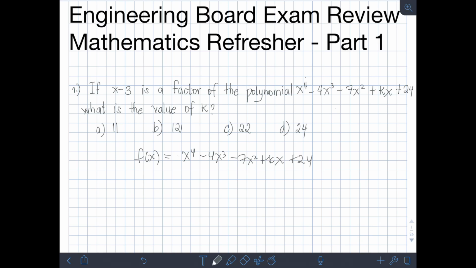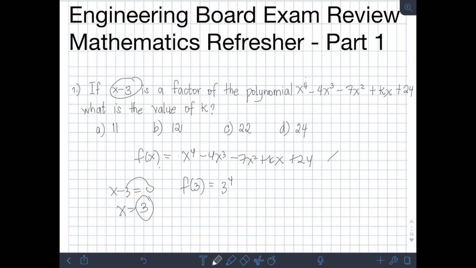So, sulat nyo lang. And then, itong given na binomial, equate nyo siya sa 0. Then, solve for x. So, transpose si 3, magiging x is equal to 3. Ngayon, i-evaluate nyo yung f of x na nakuha nyo yung value ng x na 3. So, parang f of 3, substitute nyo yung 3 dito sa lahat ng x ng f of x.